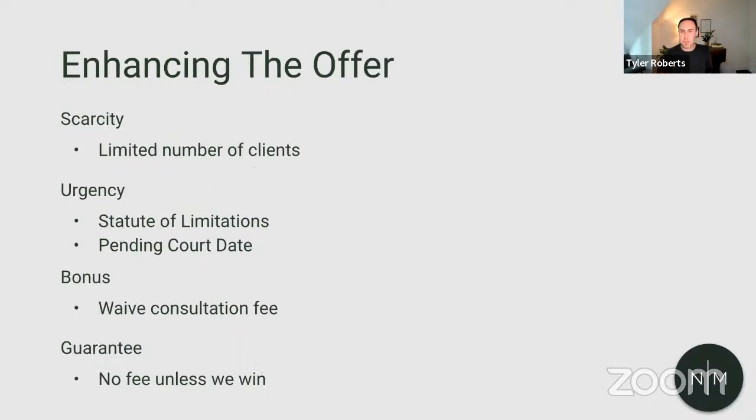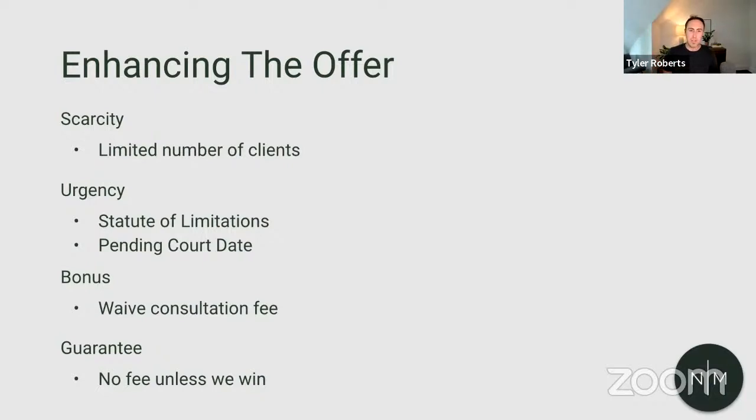All right, I love this one, enhancing the offer. So now that you've reduced the risk, identified the pain points, and laid out a plan, enhance the offer. So scarcity: we only take on a limited number of clients at a time. Urgency: there's a statute of limitations for your type of case. Make sure that you file before the statute of limitations. Or a pending court date. Some of these court dates are coming up quick. You want to make sure that we have enough time to prepare.